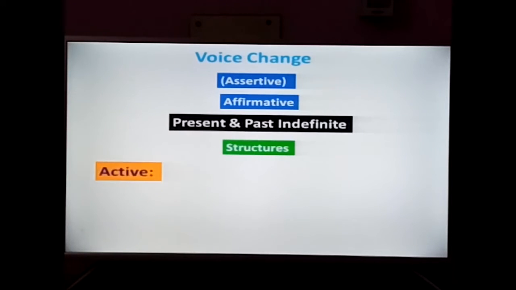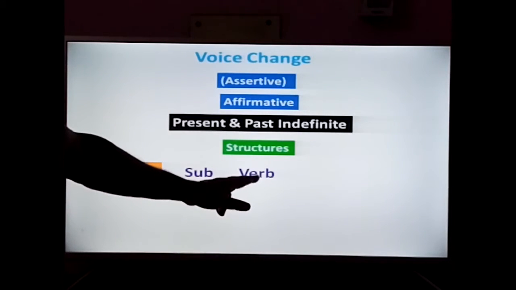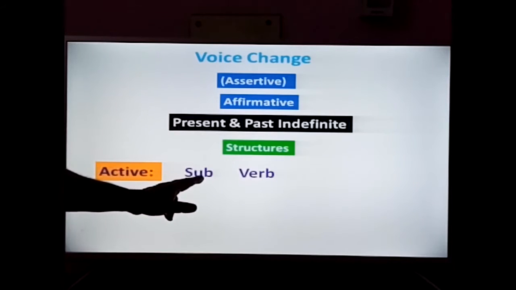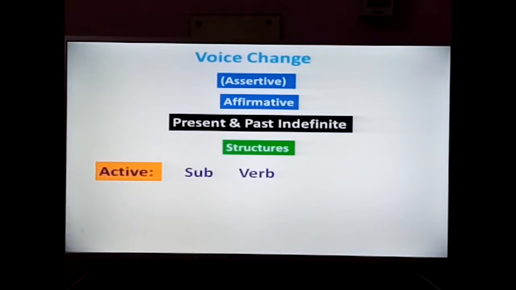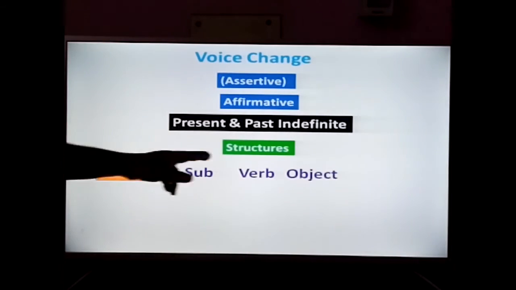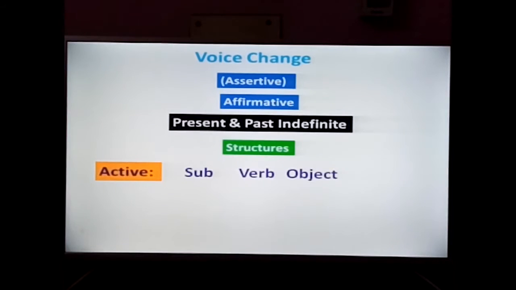An active sentence, either in the present or in the past indefinite tense, has a subject, which is the agent that does the action of the verb, and the verb of an active sentence always agrees with the number and person of this subject and also with the tense it is used in. After the verb comes the object, which is actually the person or the thing that is affected by the action of the agent. Now let's see how we can change this active verb structure into passive.